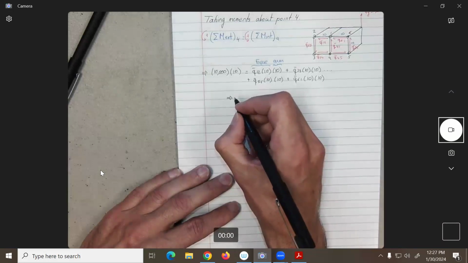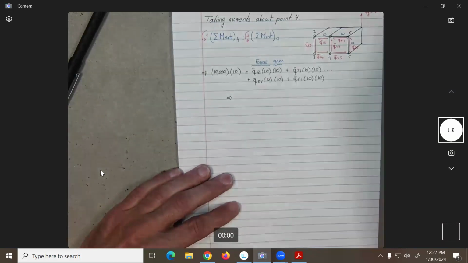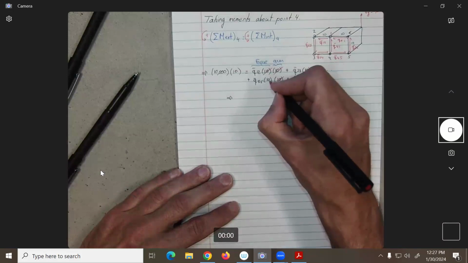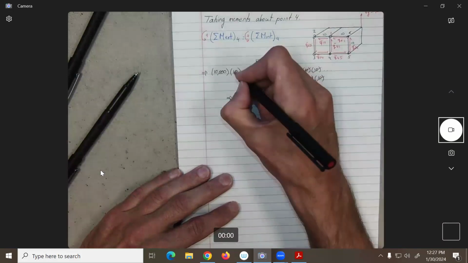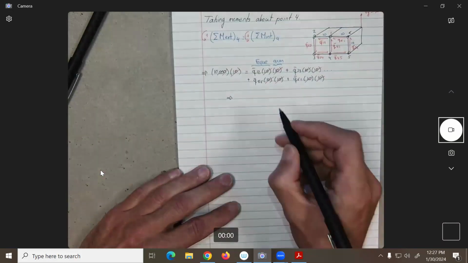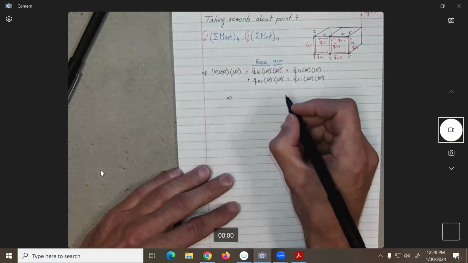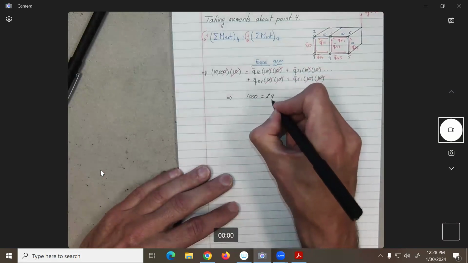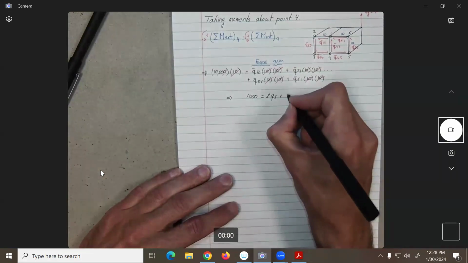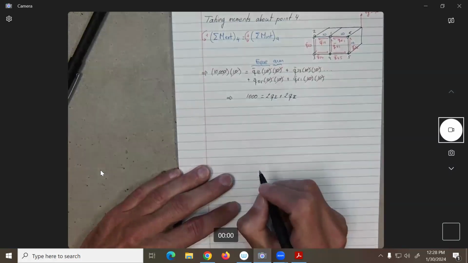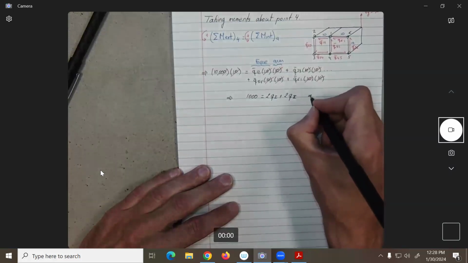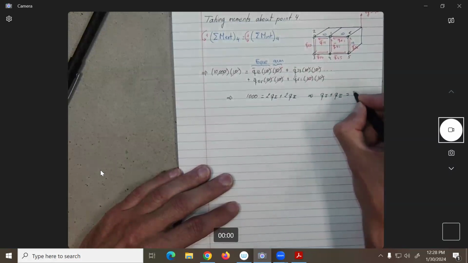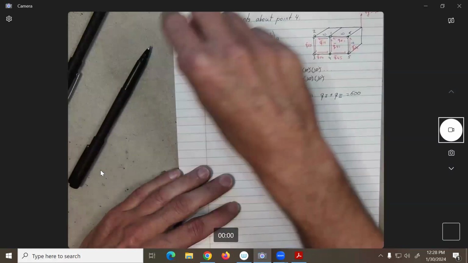So if you do the math, once you cancel out all these 10s, and this one with this one, you're going to end up with 1,000 equals 2Q1 after you substitute, plus 2Q2. So basically, you're going to get the equation here: Q bar 1 plus Q bar 2 will be equal to what? 500.